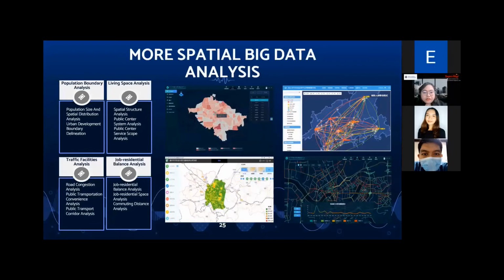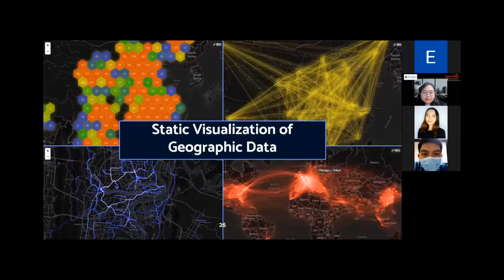We have more spatial big data analysis operators such as population boundary analysis. We have residential space analysis, including spatial structure analysis, public center system, and service scope analysis. Traffic facilities analysis, including road congestion analysis, public transport convenience, and service scope analysis. We also have corridor and work-living balance analysis.